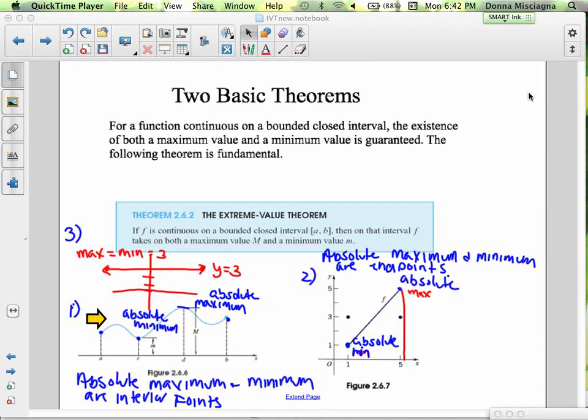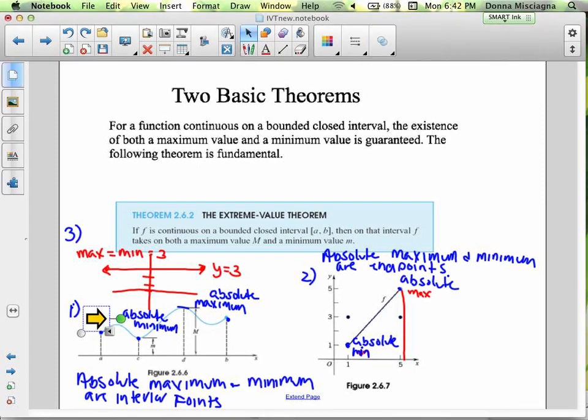All right, so we have three different examples here. Here's number one right here by the arrow.